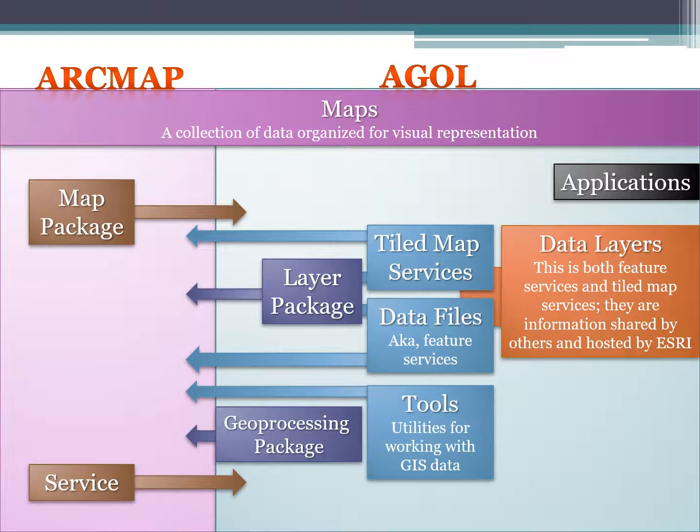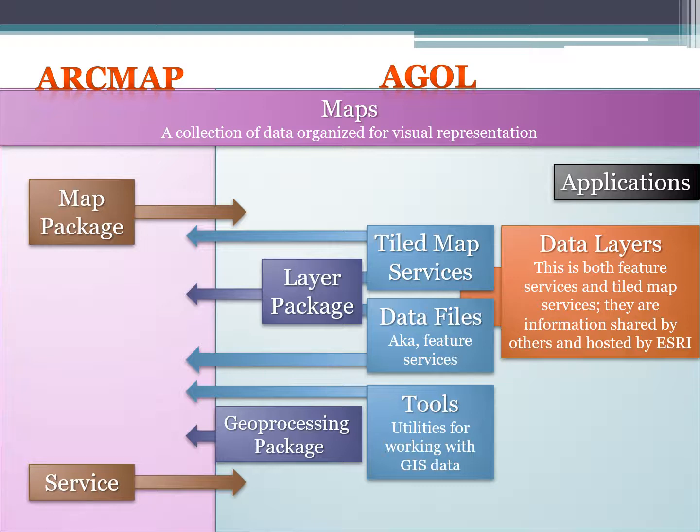So just to give you an overview of how this looks, you can see that on ArcMap we can publish information from the desktop onto ArcGIS Online using a map package or a service. But going the other direction, we have this sort of hierarchical system. We have data layers that include feature services and tiled map services. These can then be published either as a layer package or pushed over into ArcMap individually. But we can also do this with tools.